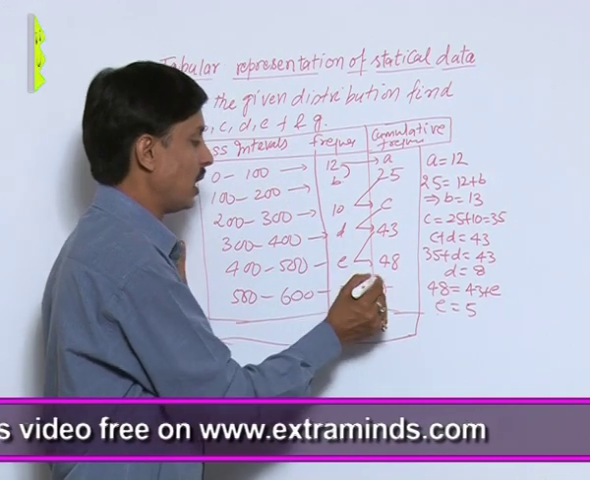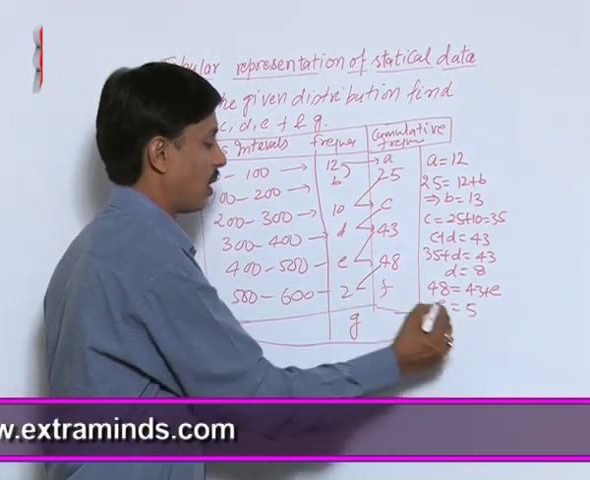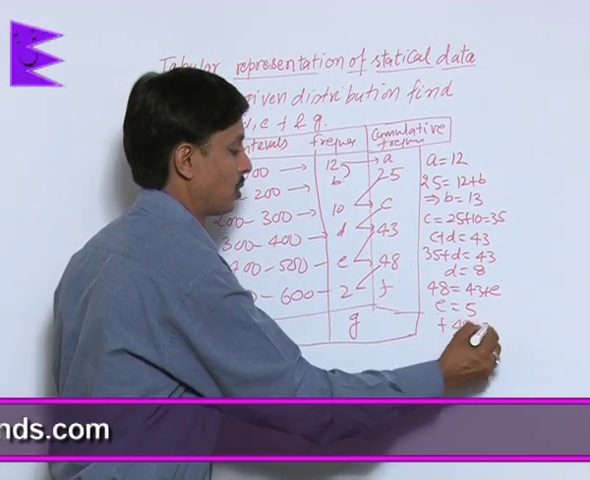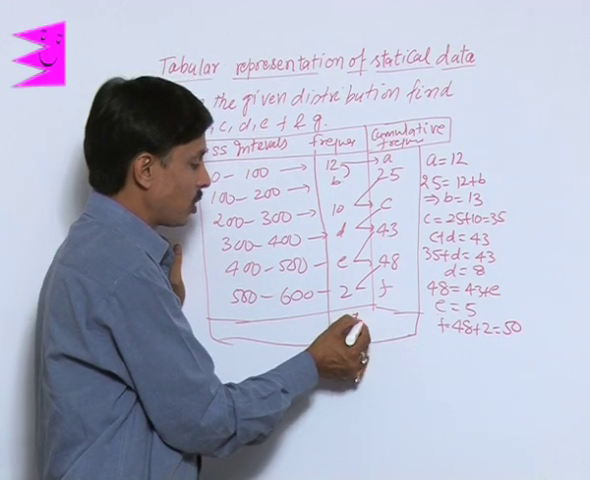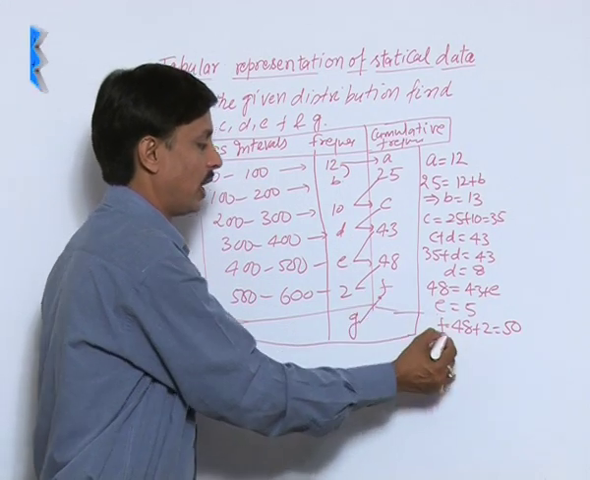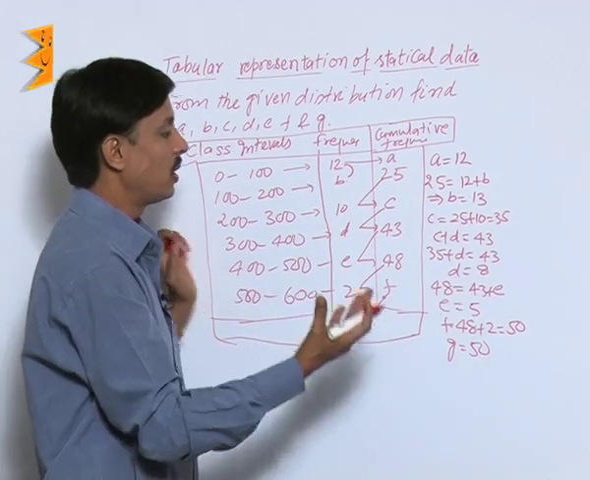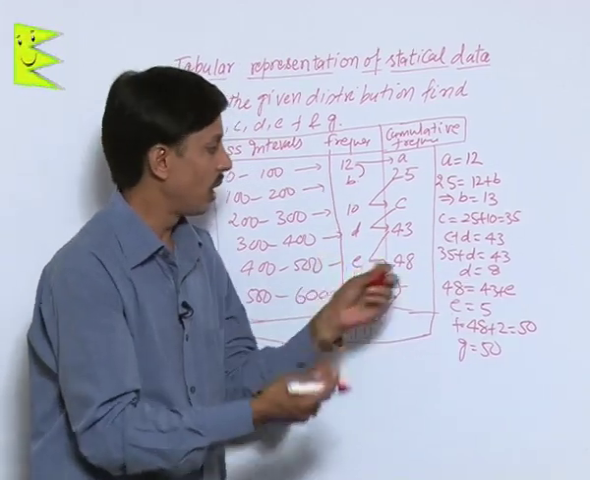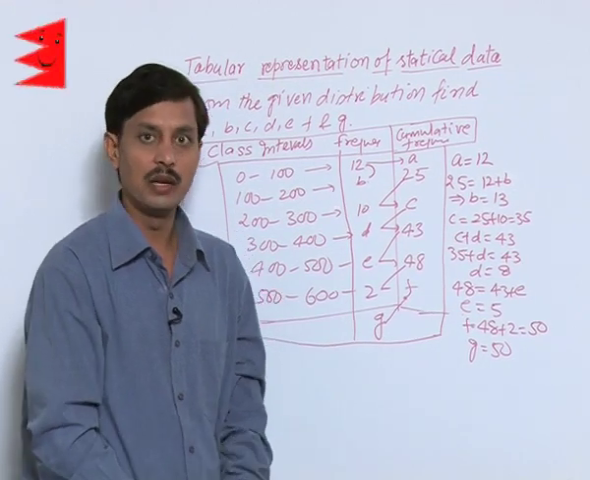Now you can see that the cumulative frequency F is the sum of 48 plus 2, that is 50. And G is always the last value of the cumulative, so G is also 50. So this is how we calculate the values of A, B, C, D, E, F and G.